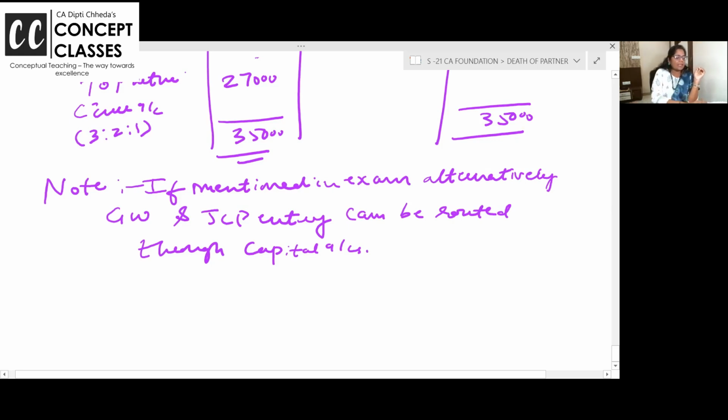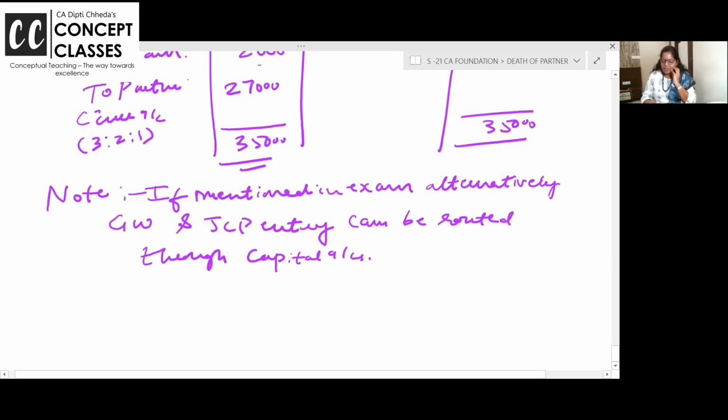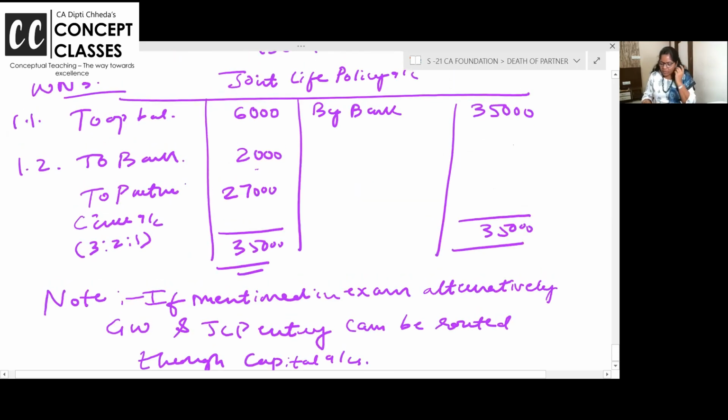Did you all understand these problems? Goodwill, JLP. JLP's concept was very nice. Please look at working note 3. Working note 3 only I am showing and I will explain also. First you write it. Anyone who has missed, write it down and then I'll explain.